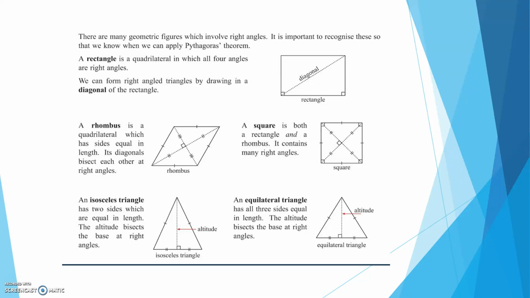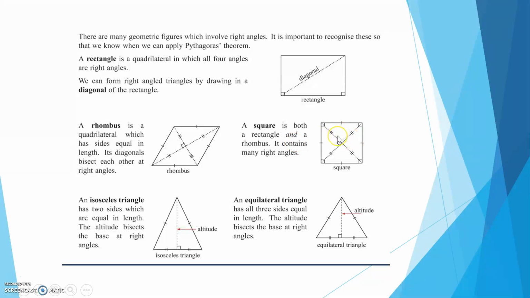First of all, we've got a rectangle, which is a quadrilateral in which all four angles are right angles. And if we have a look, there's a right angle there, there, and there. We also have a rhombus, which is a quadrilateral which has sides equal in length, and its diagonals bisect each other at right angles. So the right angles are on the inside instead of the outside.